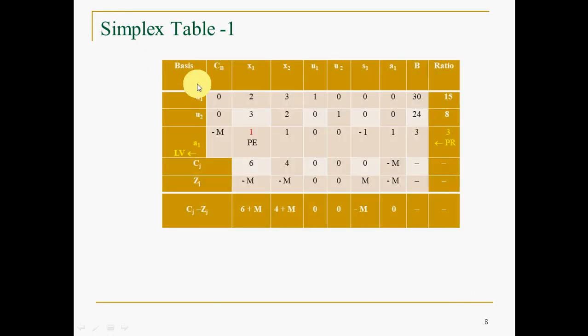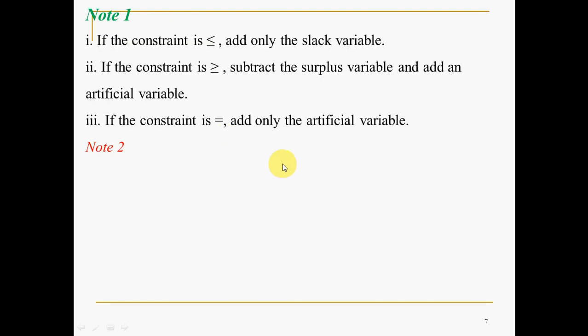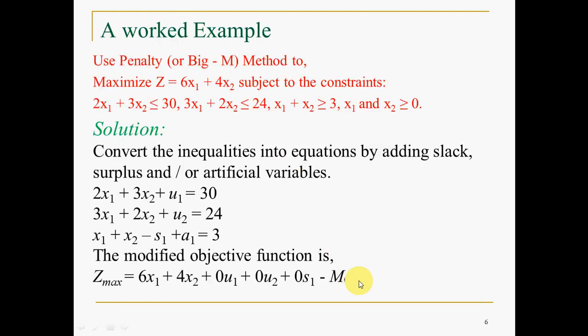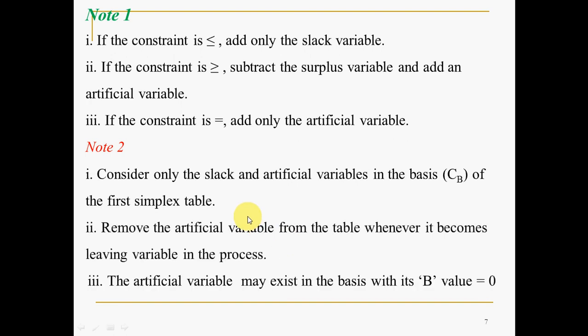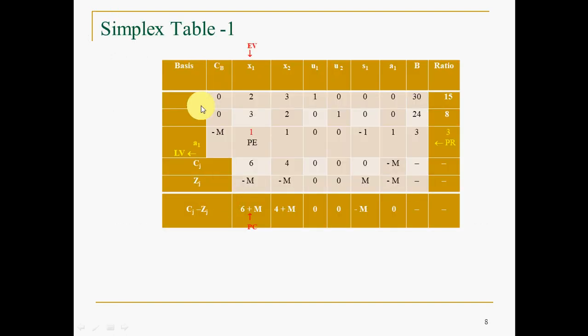Simplex table 1. As we discussed, basis, slack. How many slack variables you have? 2 slack variables and 1 artificial variable. Then the coefficients of the basis, you have to take reference of the objective function. This is 0, this is 0. What is this one? Coefficient of artificial variable, that is minus M in the beginning table. So you have to recall the objective function here. A1 coefficient is minus M. U1 coefficient, U2 coefficient, you have taken. And you are not supposed to take surplus variable in the basis, as we discussed in the note. This is basis u1, u2, a1.